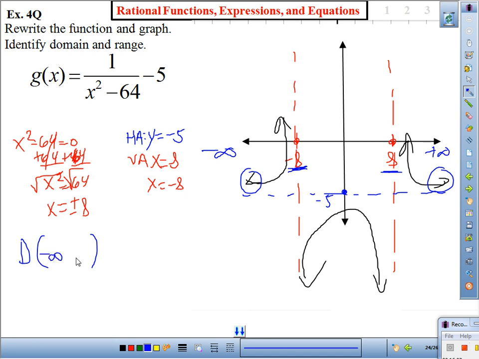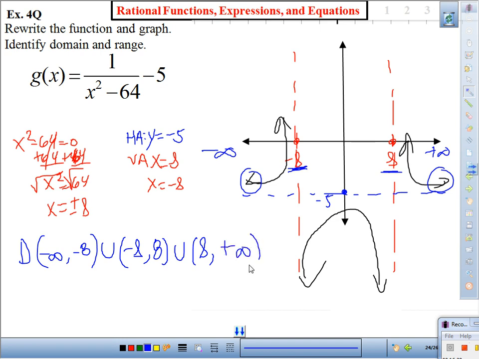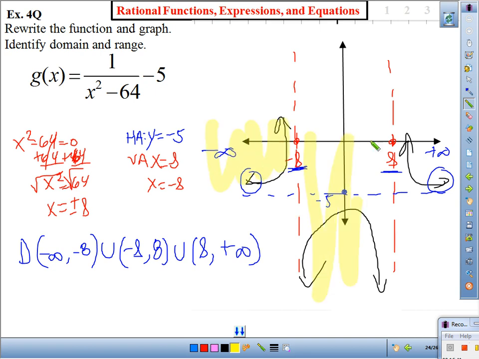From negative infinity to negative 8. Union from negative 8 to what? Positive 8. Union from positive 8 to what? Positive infinity. They're like, what, Mr. Q? Yeah, so watch. We're doing domain for this portion, domain for this portion, and domain for that. And we're just doing what? Unions in between. Does that make sense? Yes, Mr. Q. All right, good.